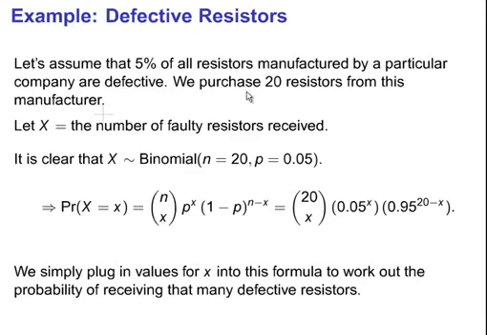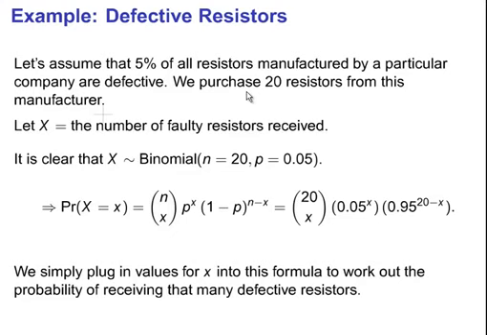Okay, in this presentation we are going to continue on with the binomial distribution. So we're going to look at an example here. Essentially what we've done is seen the binomial distribution and introduced it in the context of number of trials and number of successes.